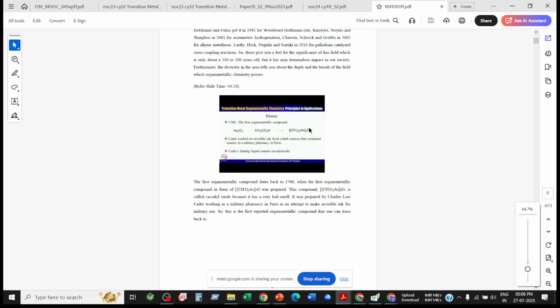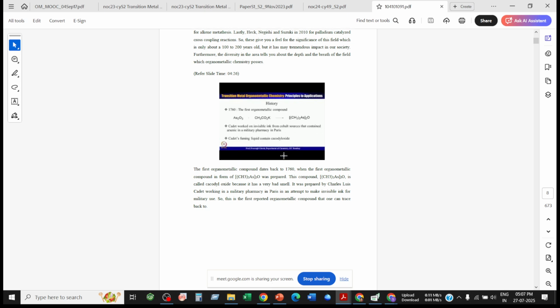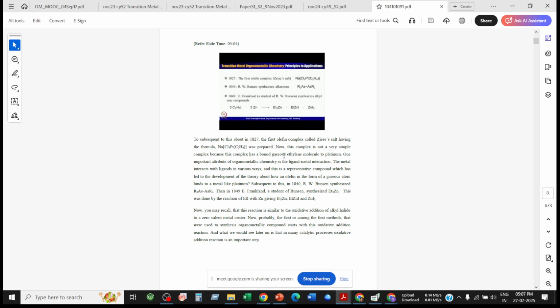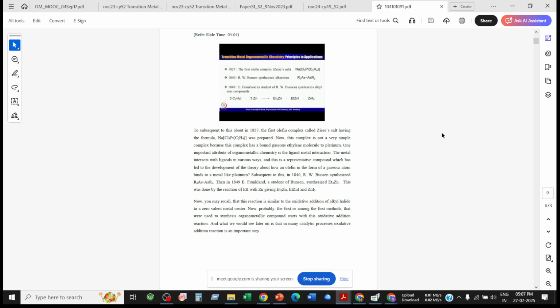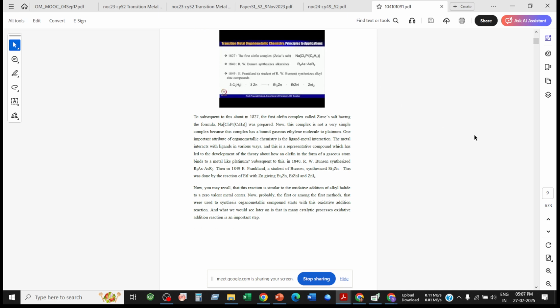Let's say this is the first organometallic complex which has been synthesized, which we already talked about. This is the cacodyl oxide. Then another important one. How many lectures have you covered? First 3 lectures.